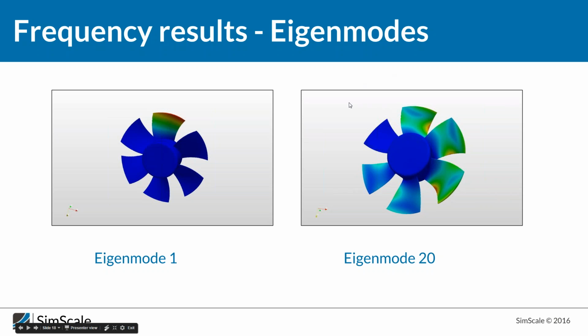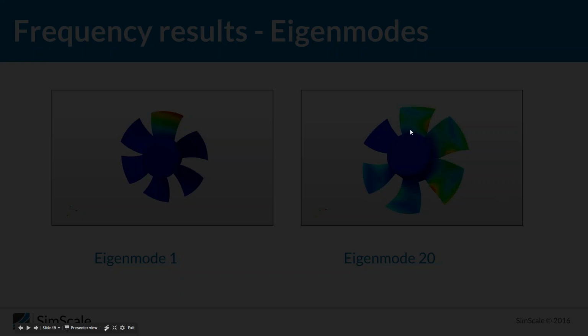Second part, this can also be done in the post-processor. I think we lack the time to do that right now, but you can simply see here the animation of what the eigenmode actually looks like. The first one, of course, is just one blade vibrating. When we go to eigenmode 20, I did an analysis of 20 eigenmodes, we see that more or less the complete structure is involved in this eigenmode movement.